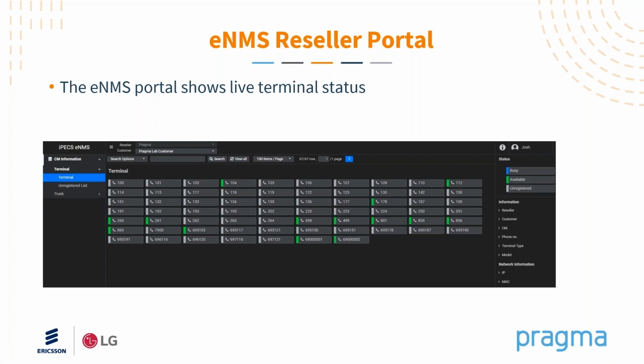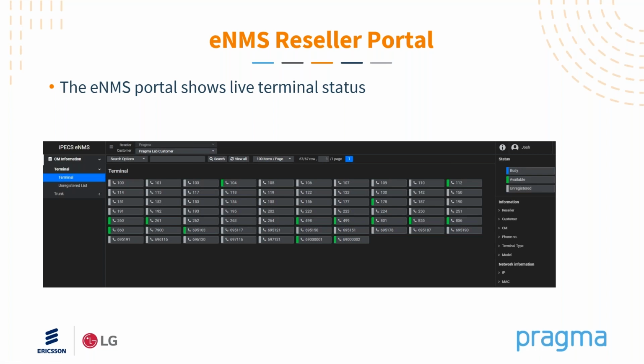Something brand new that you guys won't have seen before is ENMS. So that's their network management system. And what you can do with your reseller account as of version 6 is see what I've got a screenshot of here. So you can see at the top, this is on our lab platform that's running version 6. I've selected customer, Pragma Lab customer, and I can see all of the terminals across that customer. So obviously grey is offline, green is online, and then we've got busy. There's a key on the right. Busy would be blue. It's got live status.